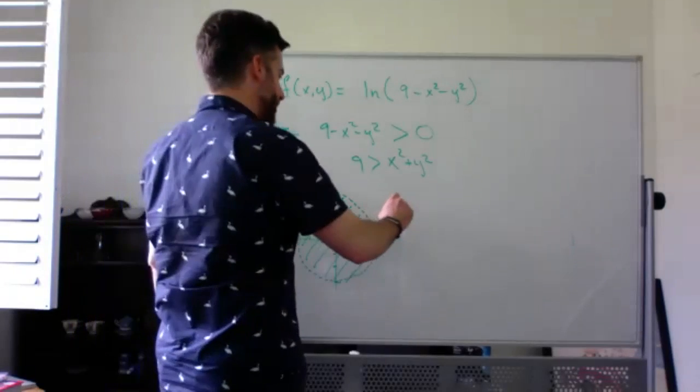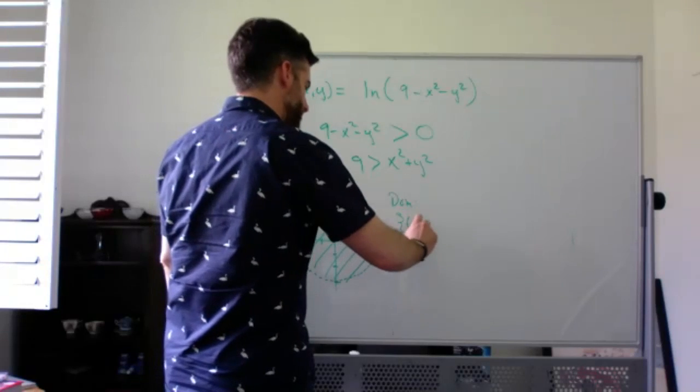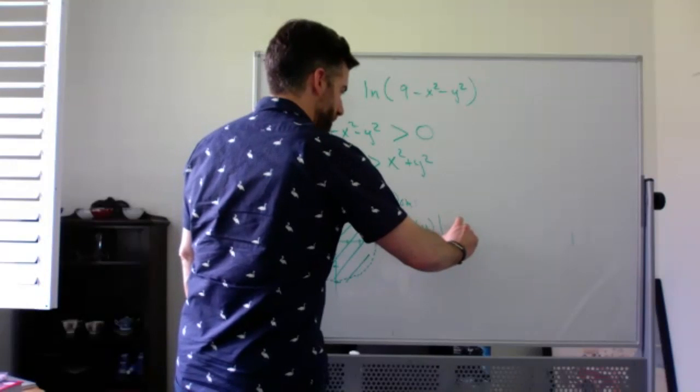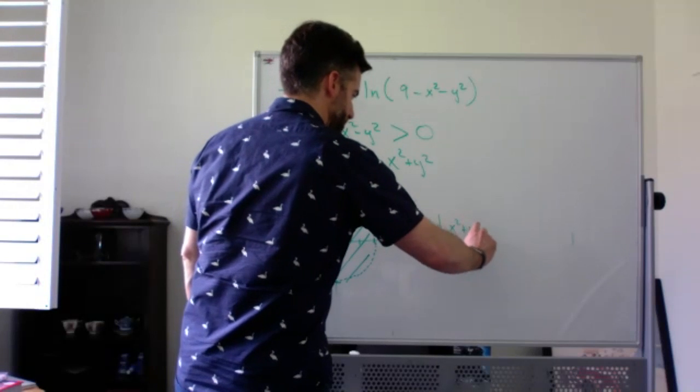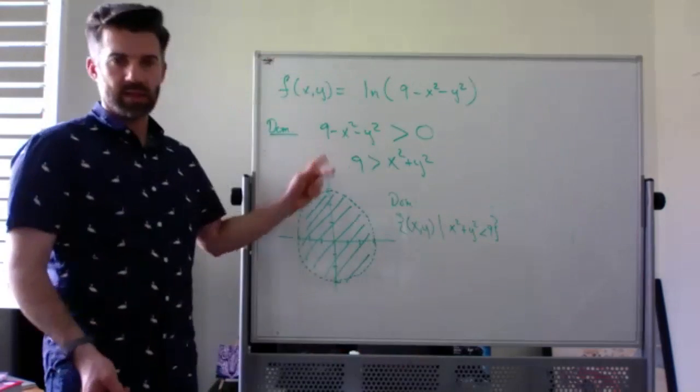You could also write it as, this is probably the best way to write it, the set containing the pairs of points x, y, such that I would write it as x squared plus y squared is less than 9. But you could write any of these things, that'd be fine as well.